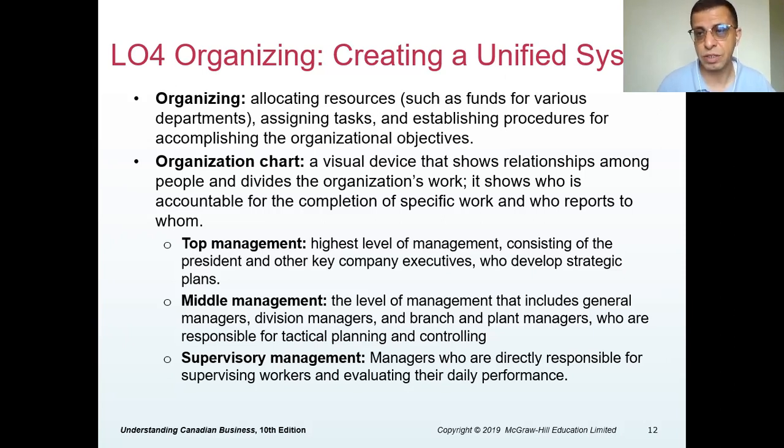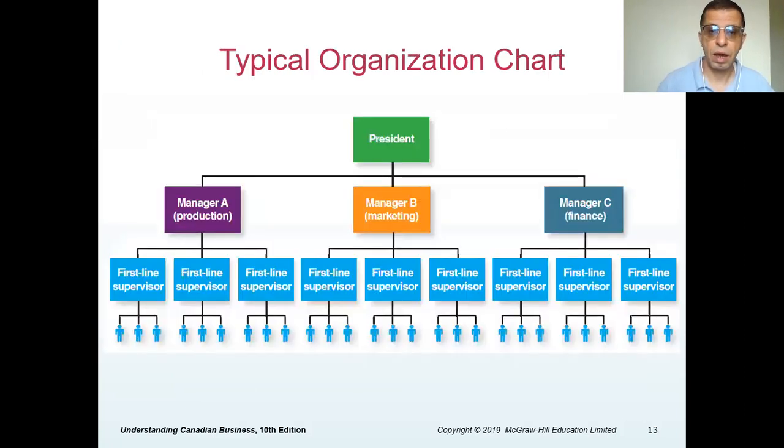And then you have the supervisory management: managers who are directly responsible for supervising the workers and evaluating their daily performance. So the organizational chart looks this way, and this is the official one. You're always going to see something unofficial that you don't have on the chart, where, for example, a first-line supervisor has to report to someone, but he's a friend with B or C. So this is the official chart. There is also an unofficial chart.